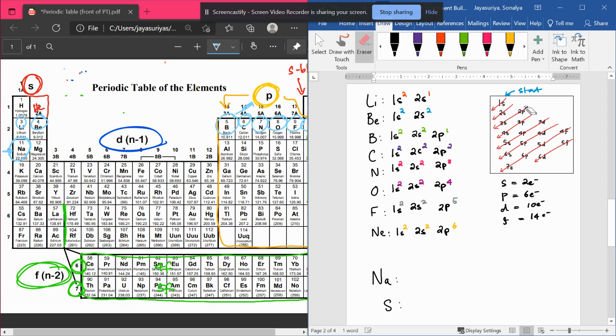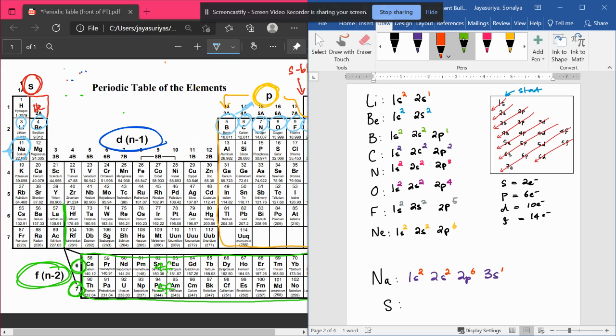Oh, did not mean to erase that. 1s, 2s, 2p, 3s. Okay, sodium has 11 electrons. 2 go in the 1s, 2 go in the 2s. Now I can give 2p 6, that's 10, and then the leftover 1 goes in the last orbital.